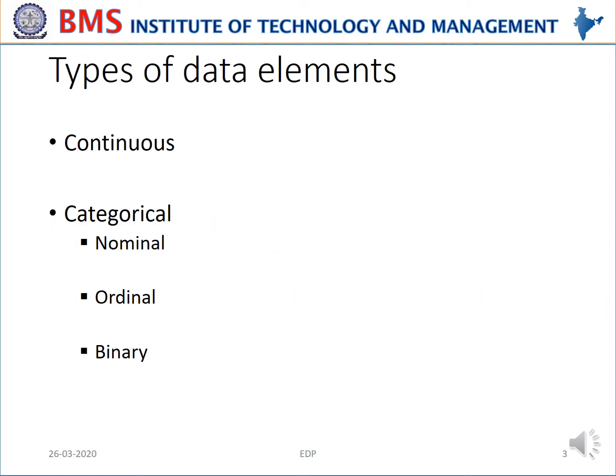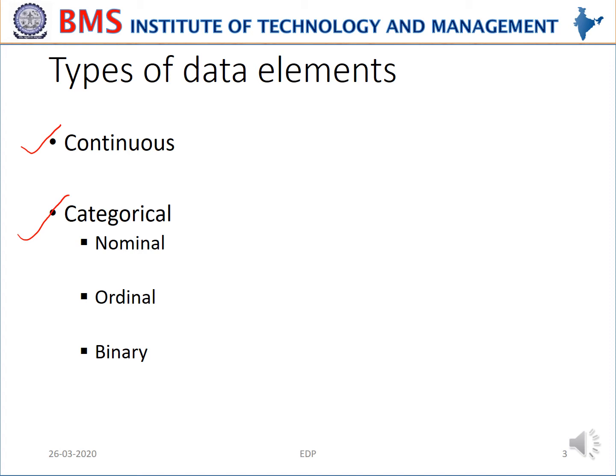Now, before going to the types of data elements, why do we actually need to categorize the data elements? Appropriately considering different types of data elements at the start of the analysis is very crucial to the analysis task. So we need to classify the data elements that are available at hand. We can classify the data elements into two types, continuous and categorical.